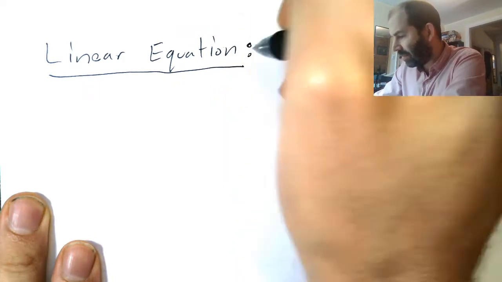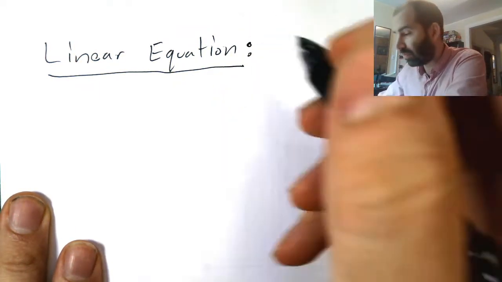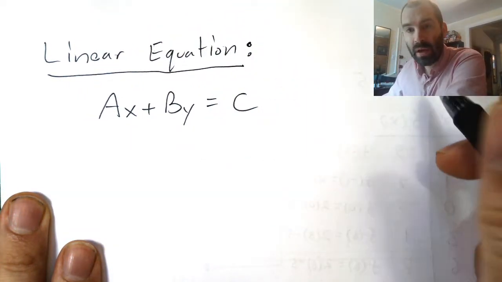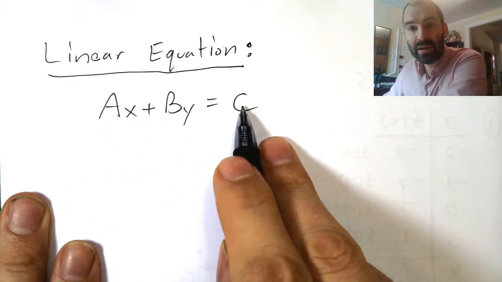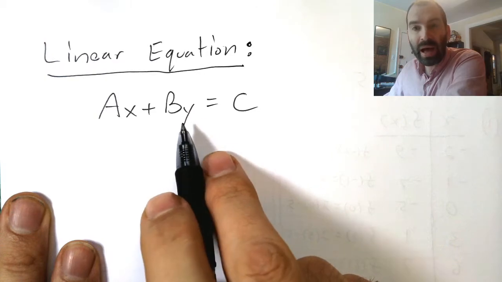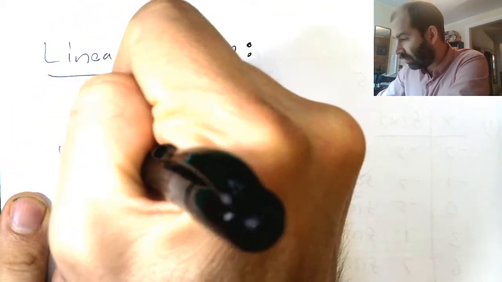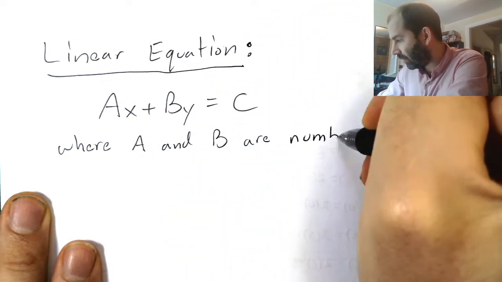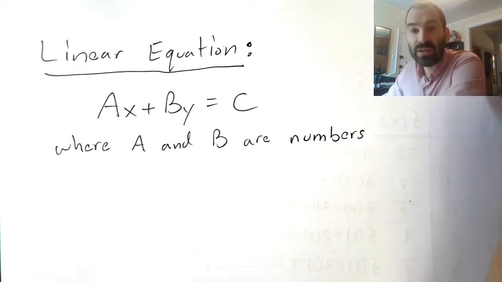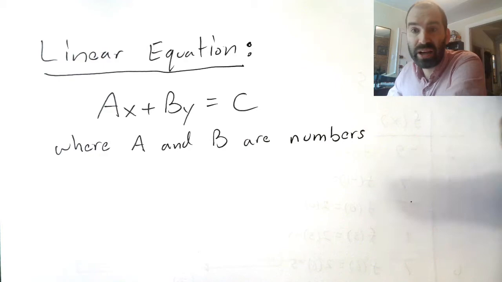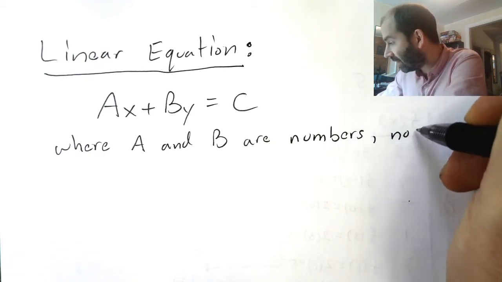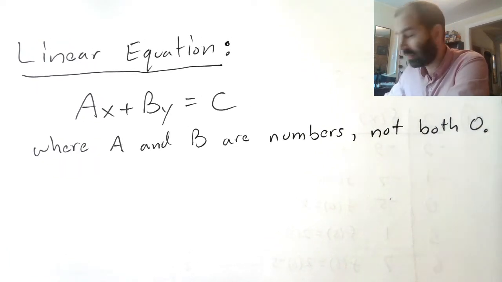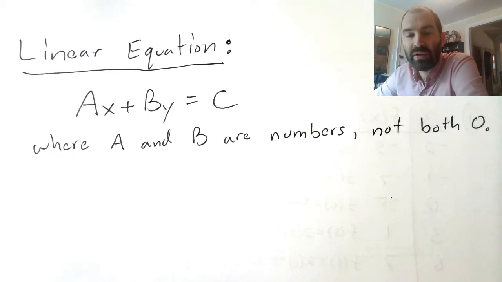What does that mean? Well, that means that you can write the equation in this form: ax plus by equals c for some numbers a, b, and c, where a and b are not both 0. These are numbers. They can be integers, fractions, or irrational numbers like pi, whatever, but they can't both be 0. So if you can put the equation into that form, then it's linear.